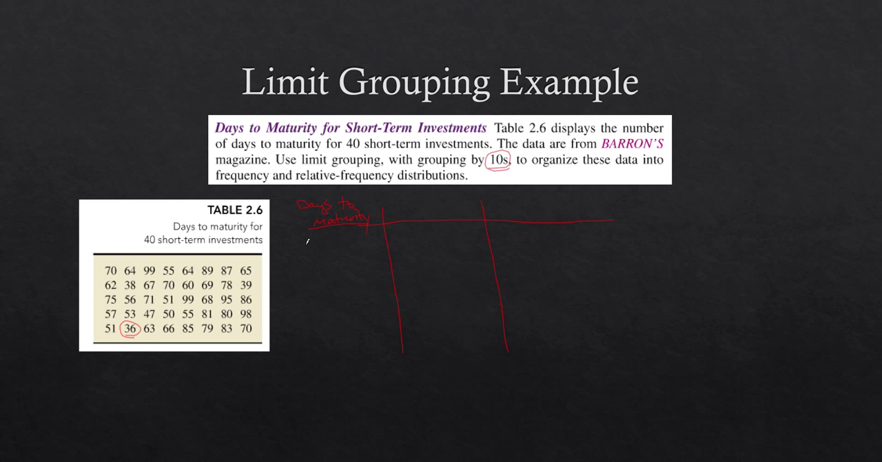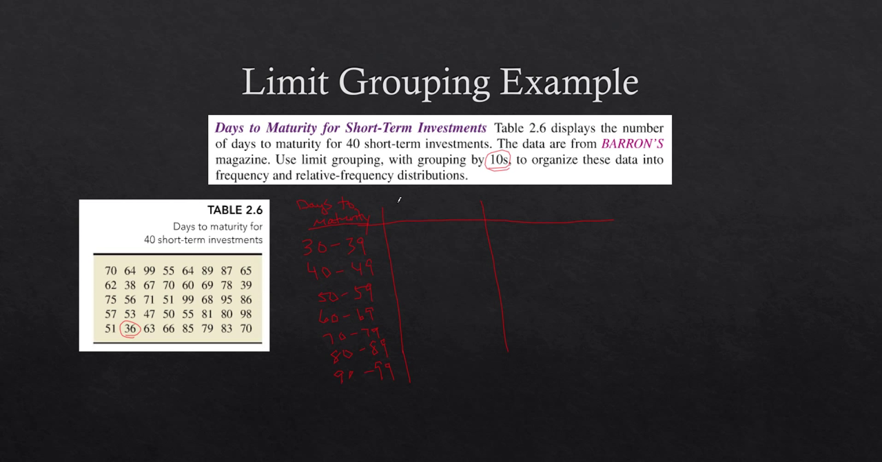We're grouping by 10. So with limit grouping, I'm going to say my first class is 30 to 39. That will include all my numbers in the 30s. Because we're grouping by tens, 40 minus 30 giving me 10. This one's going to be 40 to 49, 50 to 59, 60 to 69, 70 to 79, 80 to 89, 90 to 99. Okay, so there are our classes.